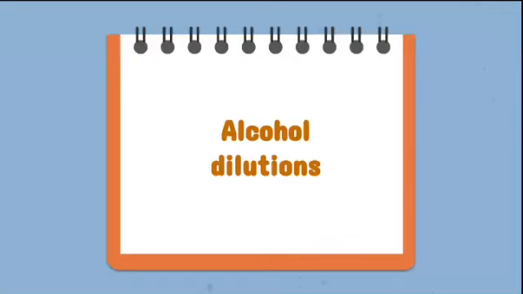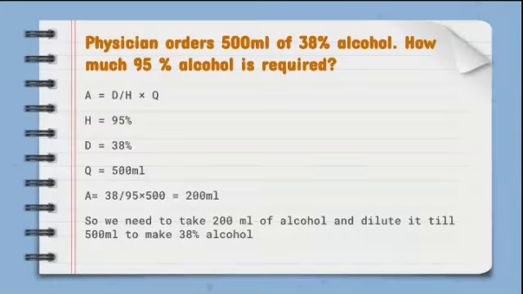The next is alcohol dilutions. There are some alcohol dilutions and percentages which have been asked in your previous question papers. Here the physician orders 500 ml of 38% alcohol. How much 95% alcohol is required? Alcohol is always 95%. It means 95% ethanol and 5% water. This is a general concept, 95% alcohol is always present there.